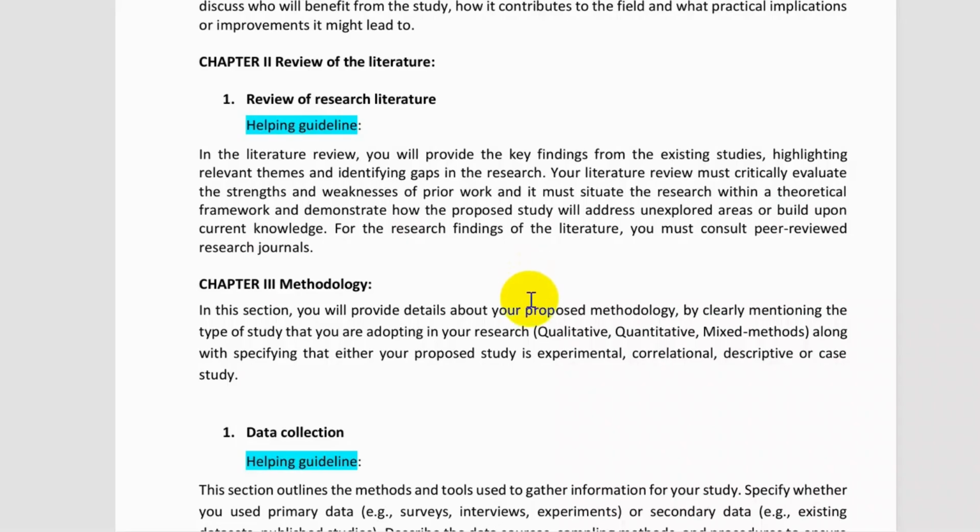And keep this in mind that while writing literature, you have to provide the citation as well as references for this specific section of your research project, right?